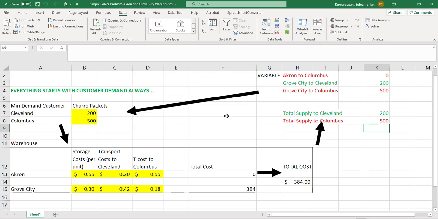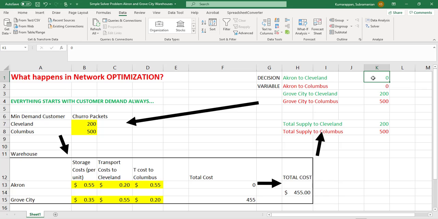So this is how you will go back and forth. By changing all these numbers, you will be able to achieve whatever you are trying to do as part of your optimization. So you have to learn how to do optimization, okay? And this is something that all the supply chain students should be aware of. So again, you figure out your demand, and you can change the demand 200, 500, and Akron and Grove City, their transport cost and storage costs, and then you have to decide how much you are going to sell from Akron and Grove City to Cleveland and Columbus.